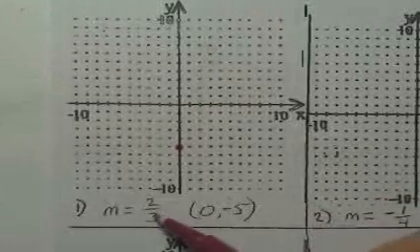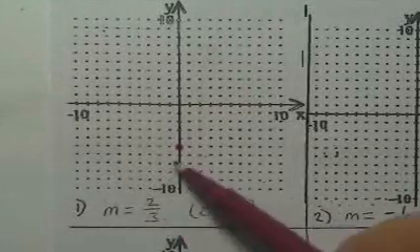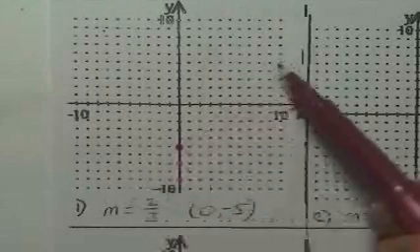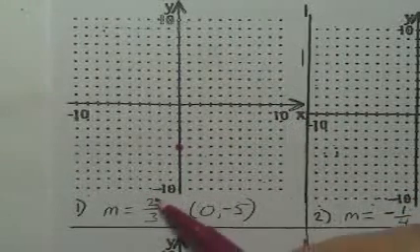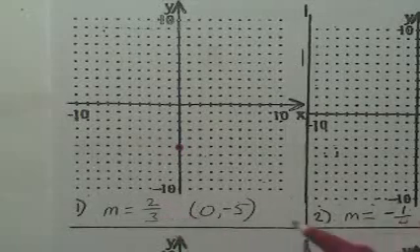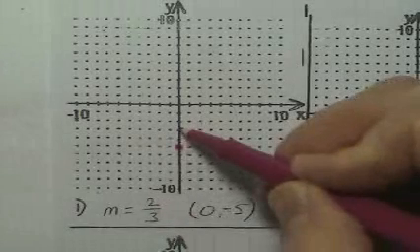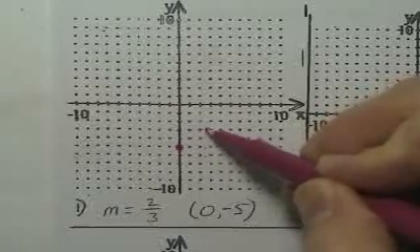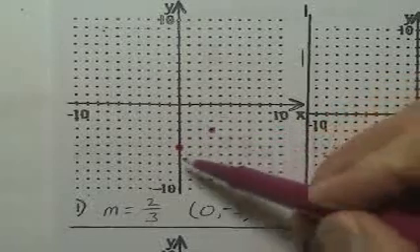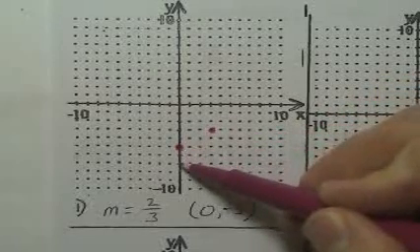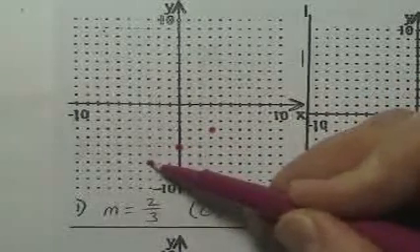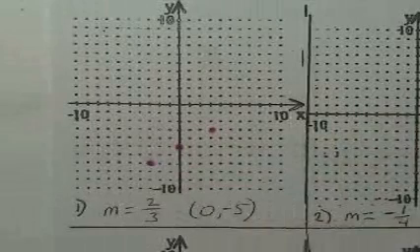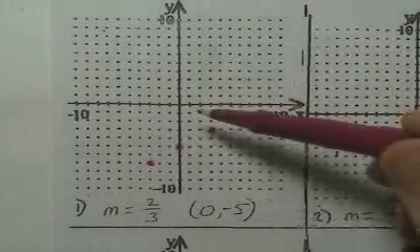Next, I look at the slope. It's positive, so that means I'm going to be going uphill. All right, and I'm going to go up 2 and over 3. I'm going to go up 2, 1, 2, and over 3, 1, 2, 3. I'm going to go down 2, 1, 2, and over 3, 1, 2, 3. And that is it. Now, if you wanted to, you could even graph more points.